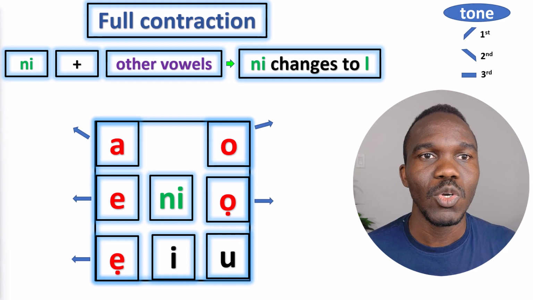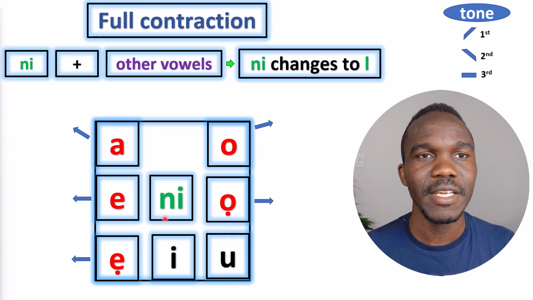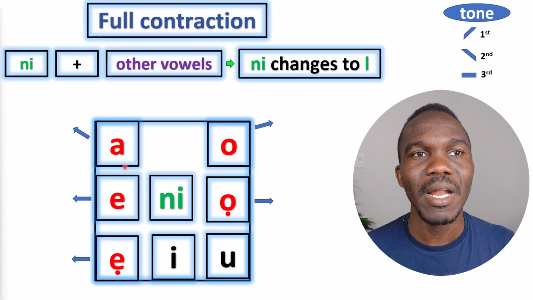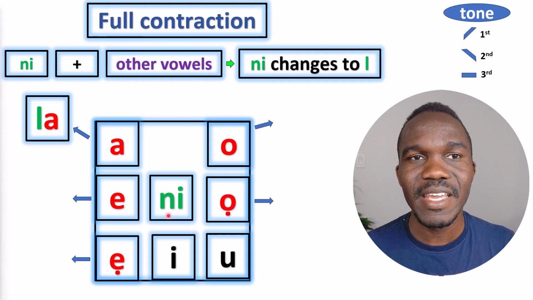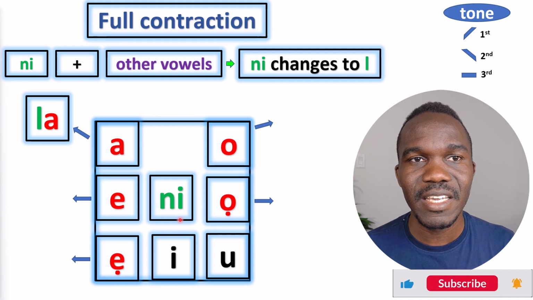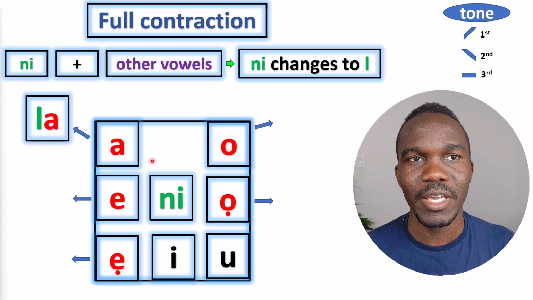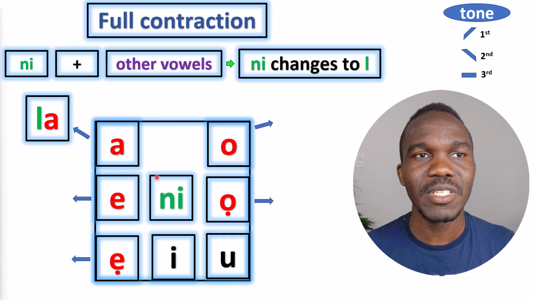Now look at it. This is what happens. So when you have ni, if ni blends with a, if the next word starts with a, it will now become la. Can you see? This ni turns to l, and the a now joins it. So this means we have a word ni, and a is the beginning vowel of the next word. So when the beginning vowel of the next word is a, it becomes la.